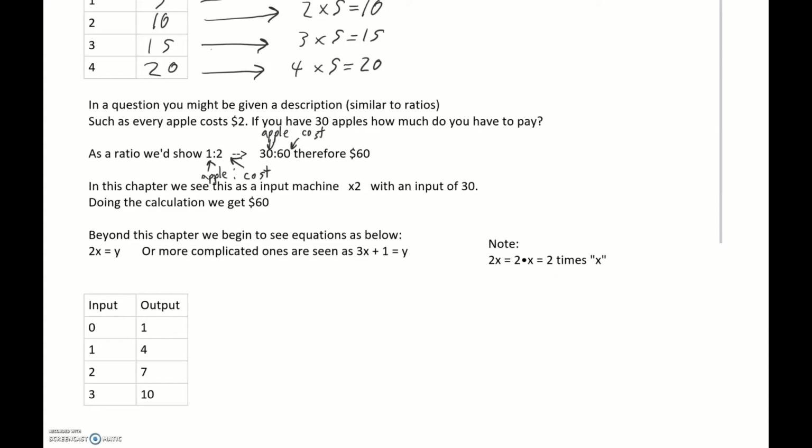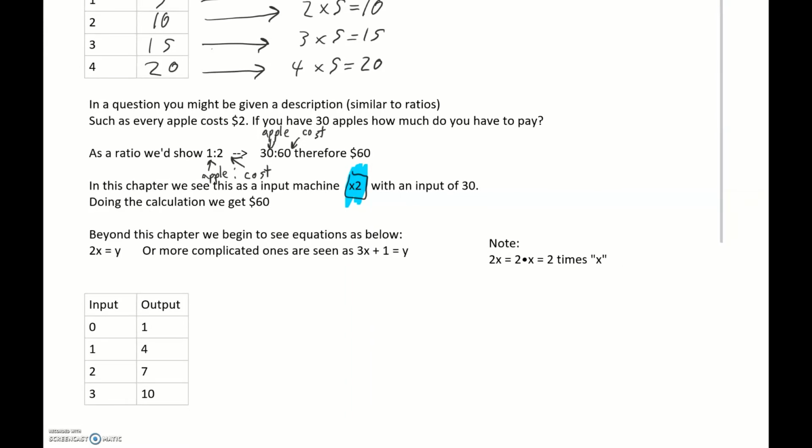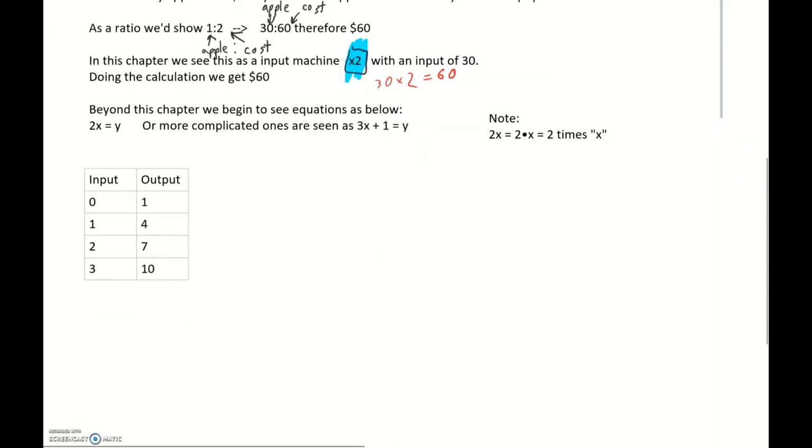Now, in this chapter, we'll see it as an input-output machine, with the machine labeled as times 2. So with an input of 30 apples, there's 30 apples, so input of 30 times by 2. So 30 times by 2, and we get 60. And it's that simple.